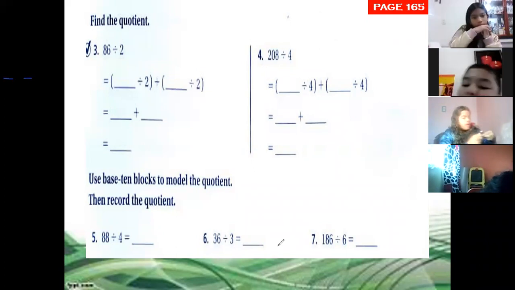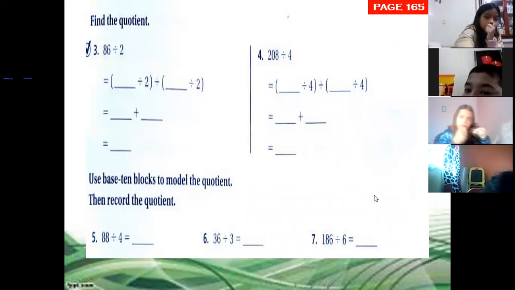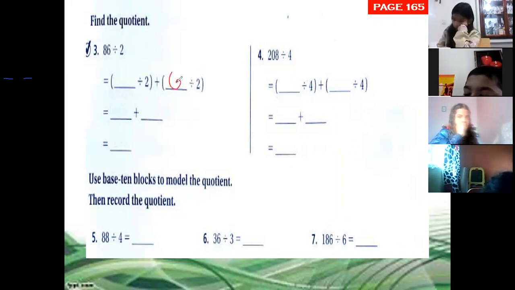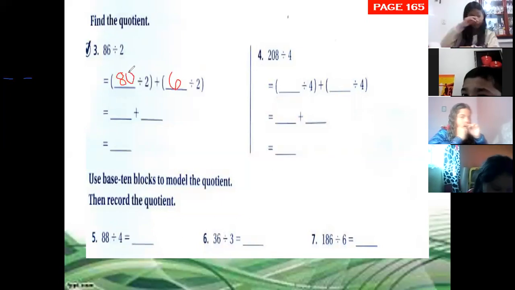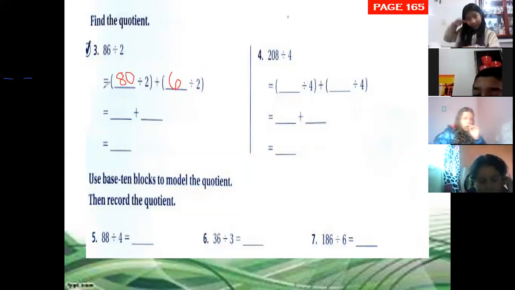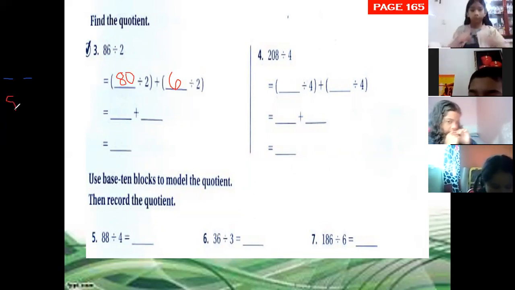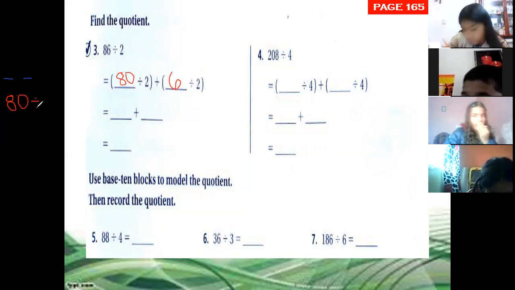How many ones are in 86? 6, exactly. So let's write the ones here because the ones is in the second position. And here, how many tens? 80. Okay, 80 plus 6 equals 86. Now let's divide 80 by 2.